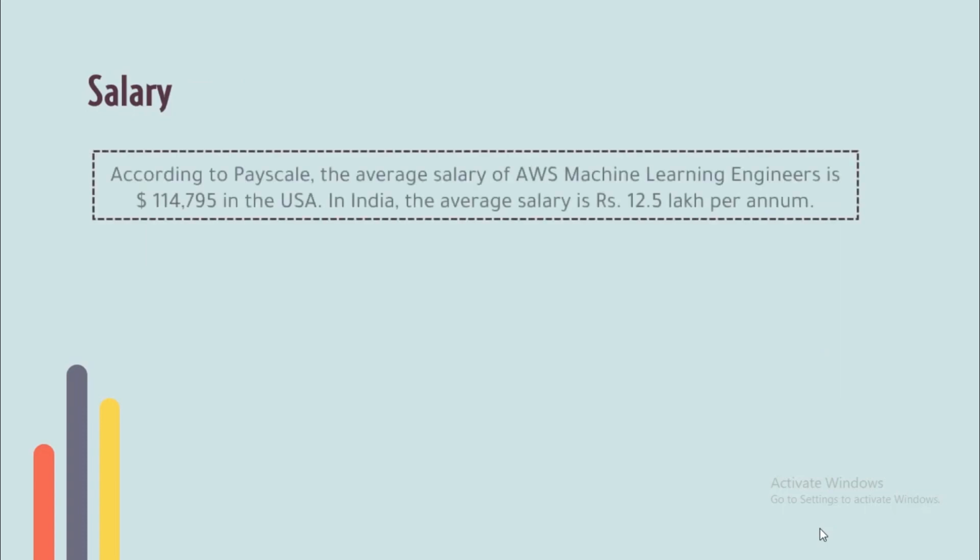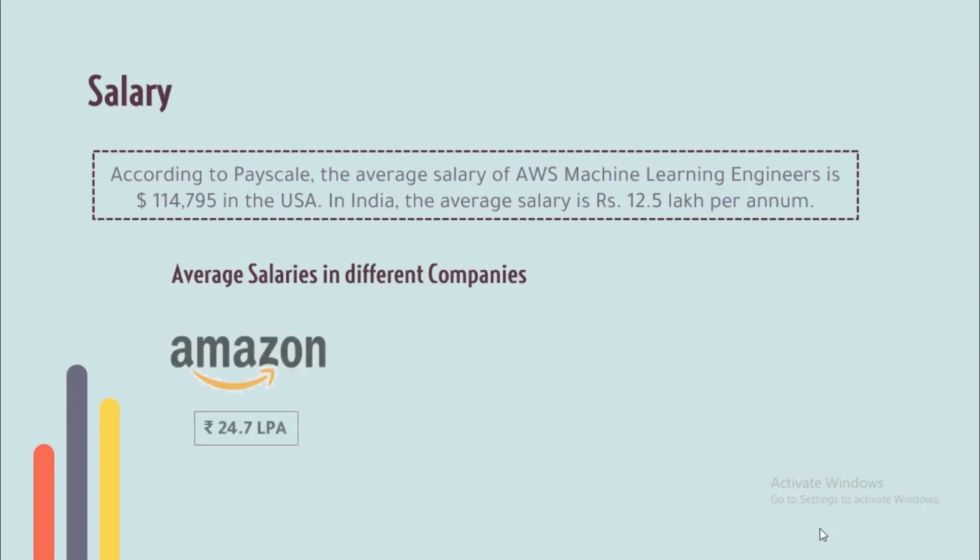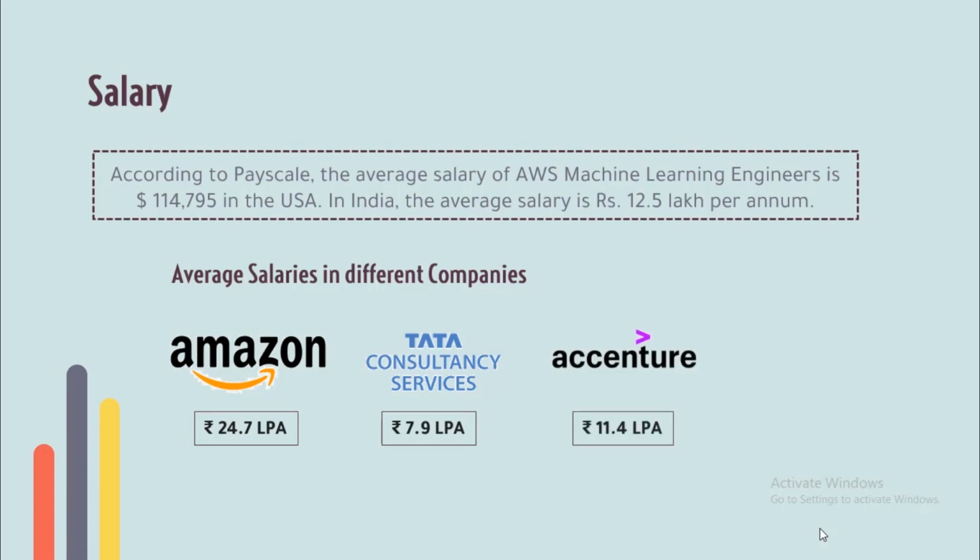Now further coming to the salary, according to PayScale, the average salary of AWS machine learning engineers is $114,000 in the United States, and in India the average salary is 12.5 lakh per annum. Coming to the average salaries in different companies, Amazon pays rupees 24.7 lakh per annum to professionals. Then coming to TCS, that is Tata Consultancy Services, they pay 7.9 lakh per annum, Accenture pays 11.4 lakh per annum, and IBM on average pays 11.3 lakh per annum.